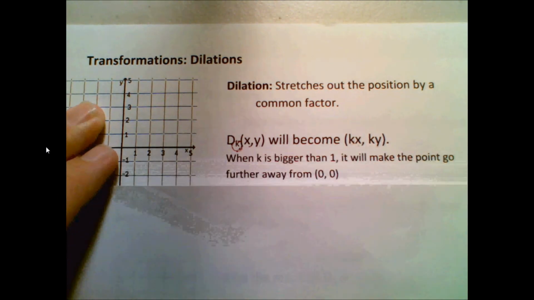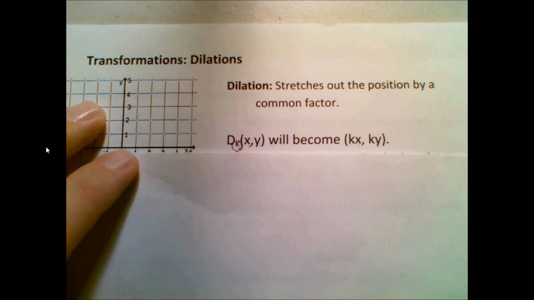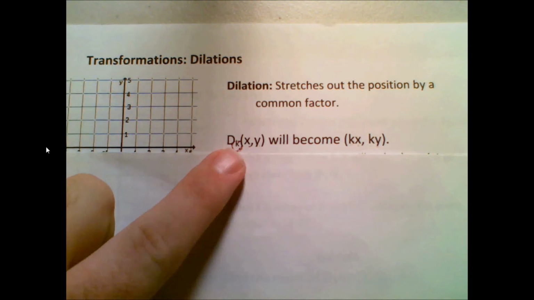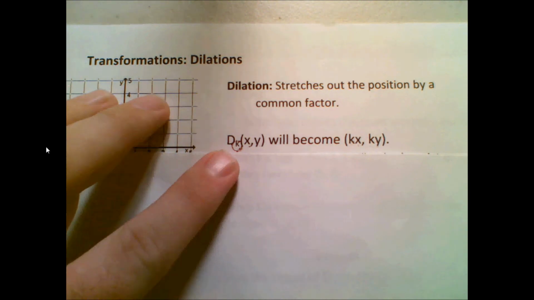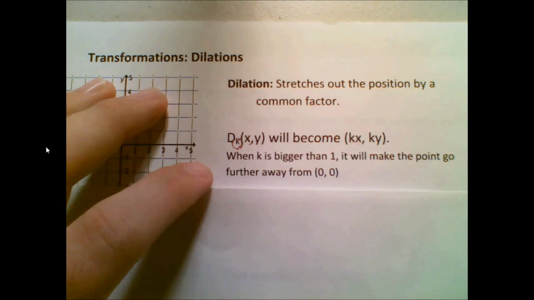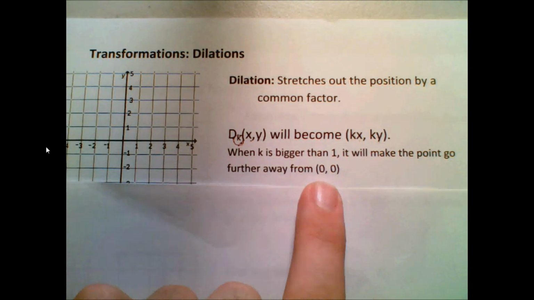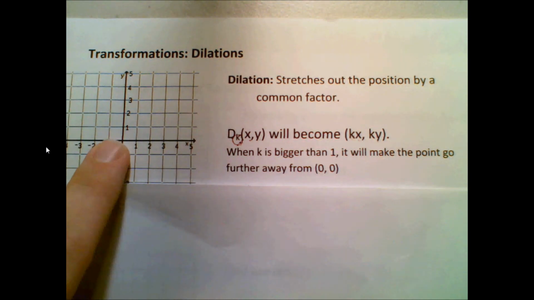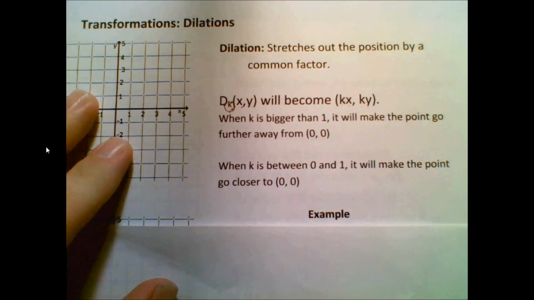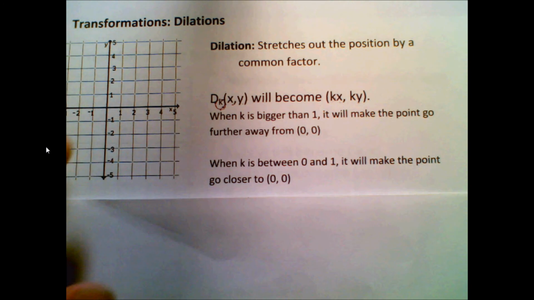There's a couple little things you need to realize. K can be any number. When it is bigger than 1 or smaller than -1, the point will go further away from the origin. And when k is a fraction under 1 but bigger than 0, it'll make the point go closer. We'll see these in the examples.